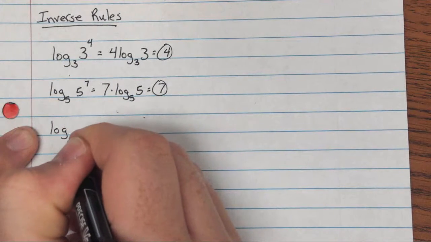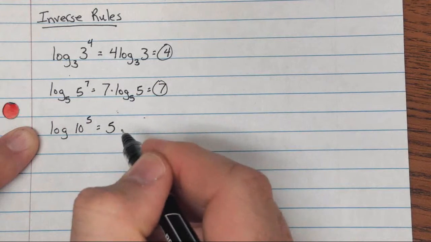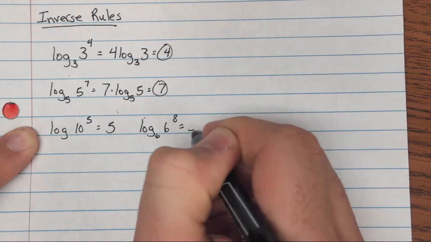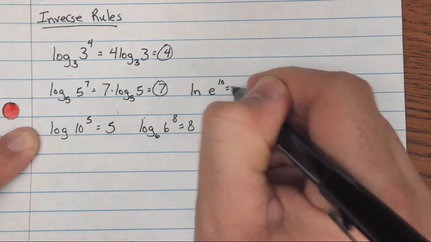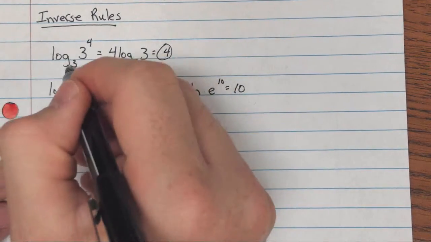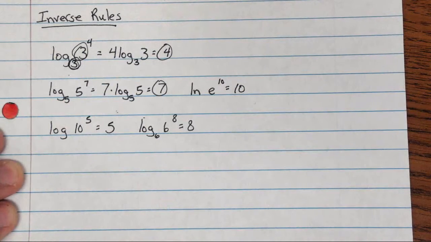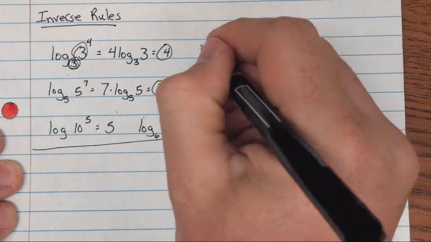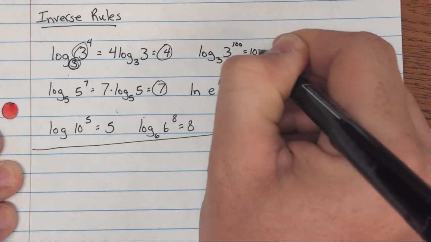Log base 10 of 10 to the 5th power is 5. Log base 6 of 6 to the 8th power is 8. Log base e of e to the 10th power is 10. So your first inverse rule, if you ever have a log where the base and the argument is the same number and there's an exponent, the answer is going to be your exponent every time. That's your first inverse rule. So again, log base 3 of 3 to the 100th power is 100.